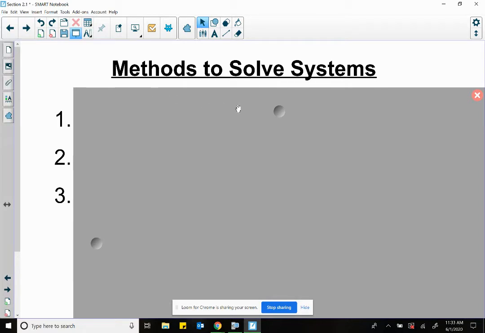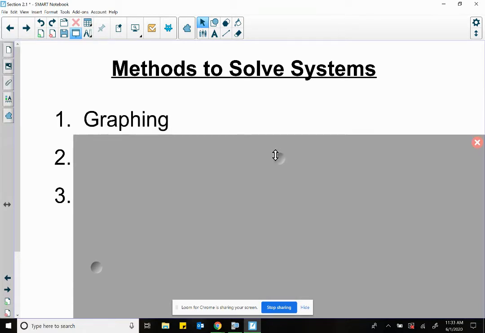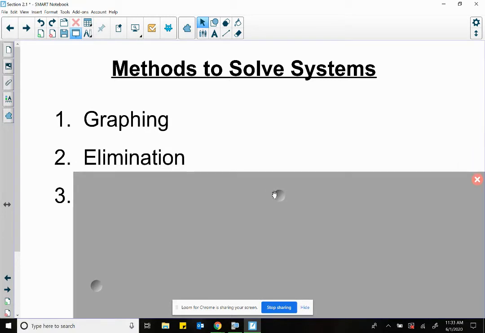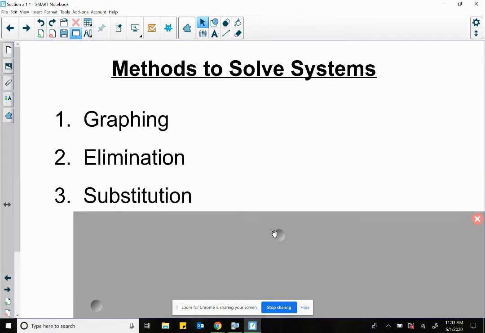There are three methods to solving systems of equations. Section 2.2 is going to cover graphing. Section 2.3 will cover elimination. And section 2.4 will cover substitution.